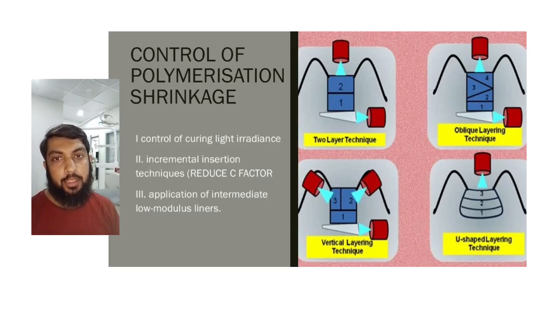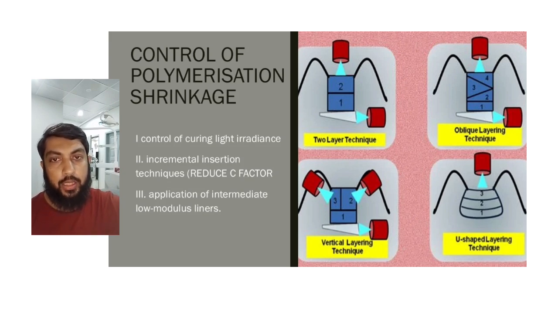Another strategy is the same as C factor. You are going to cause incremental placement of composites. Reduce the distance between the composite and the light source, so the penetration of light is deeper, and use other layering techniques as you can use.